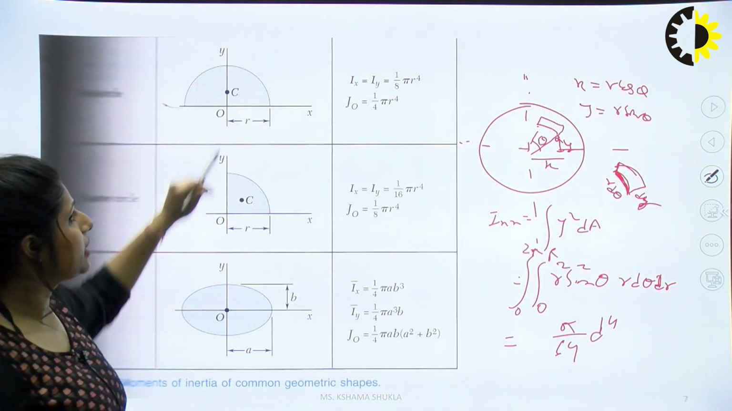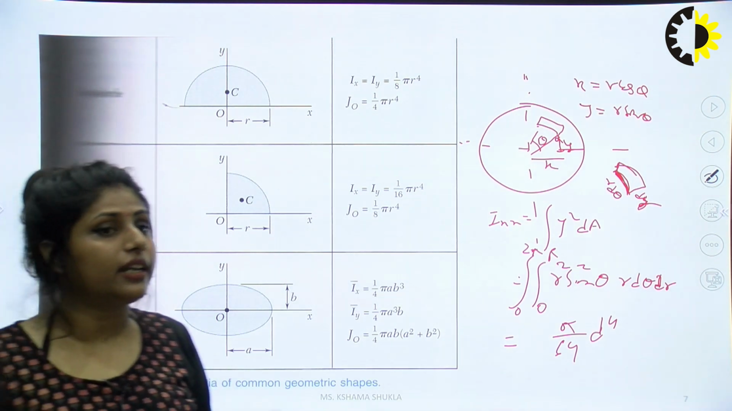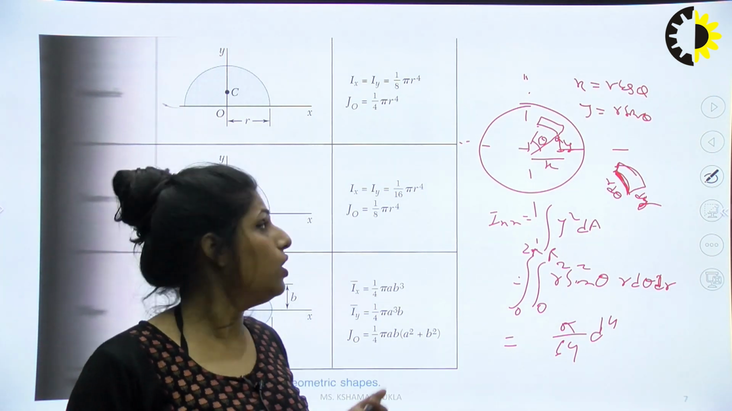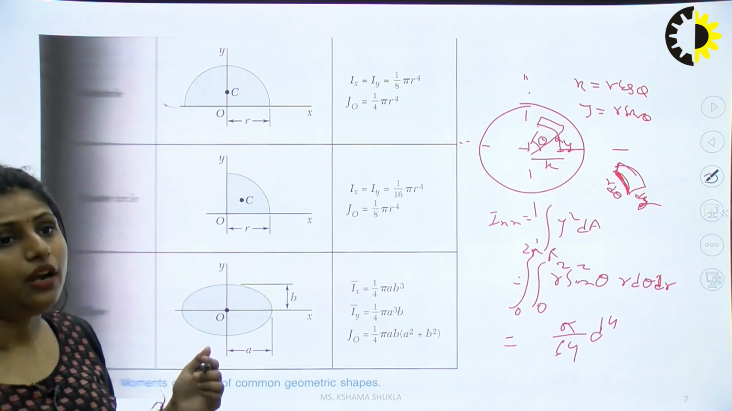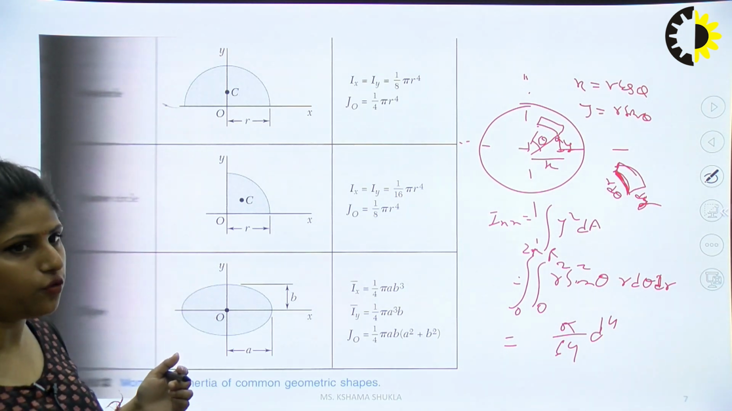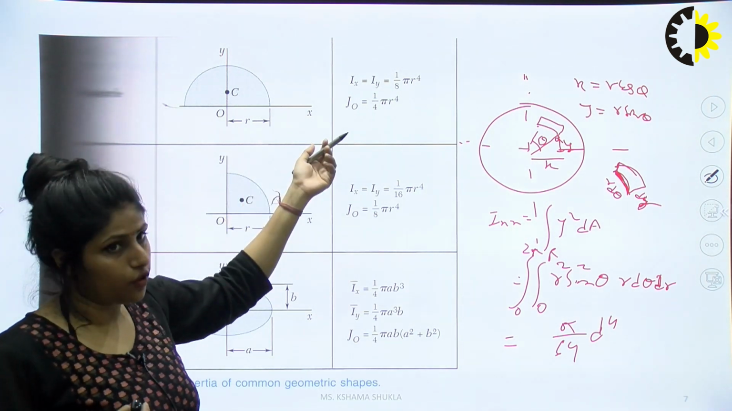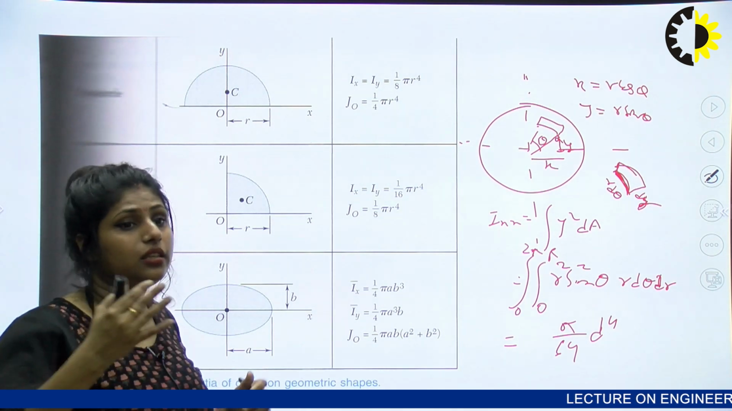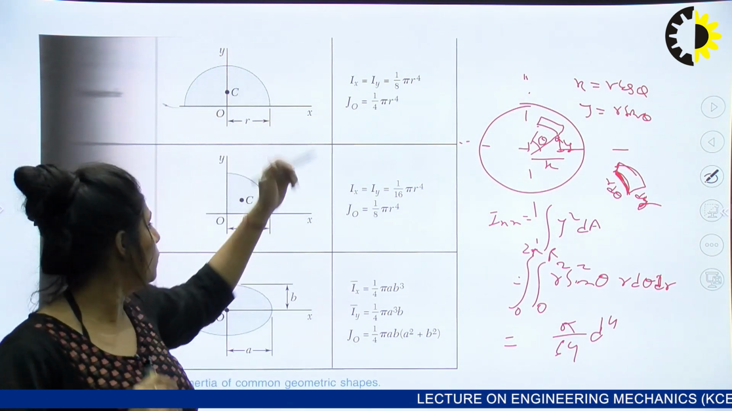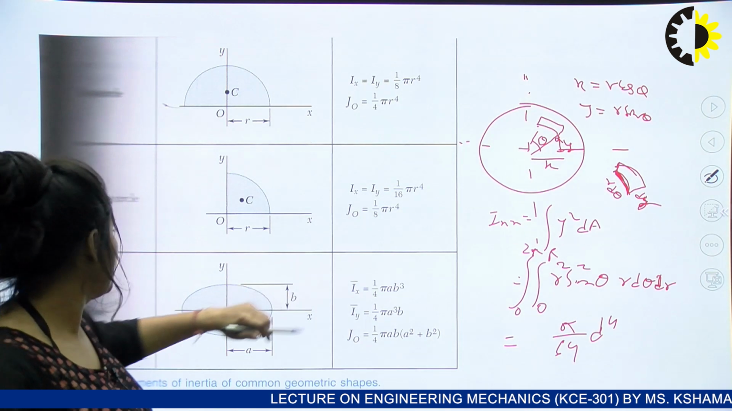For a semicircle, remember it. If for a circle it is pi by 64 d to the power 4, for a semicircle it is simply half of that value, that is pi by 128 d to the power 4. And in terms of r, it is 1 by 8th. In a quadrant, it is 1/4 of the circle, so just divide it by 4.